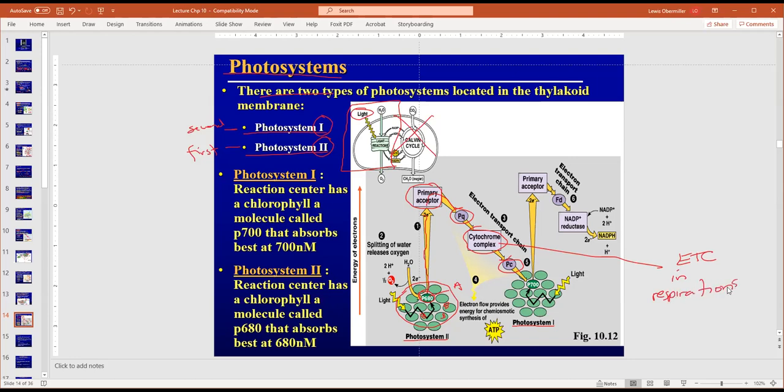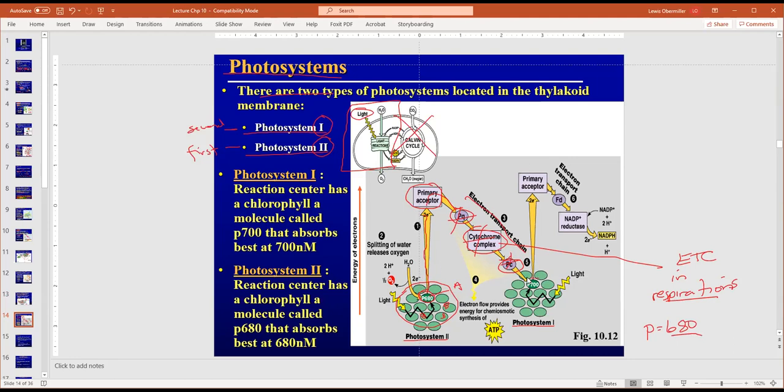Different players, and remember in respiration, I made you know these. You don't need to know the names of these, right? We're just going to call it an electron transport chain. So light energy hits photosystem 2, excites the chlorophyll in this A. This particular one is called P680. Any guess why it's called P680?